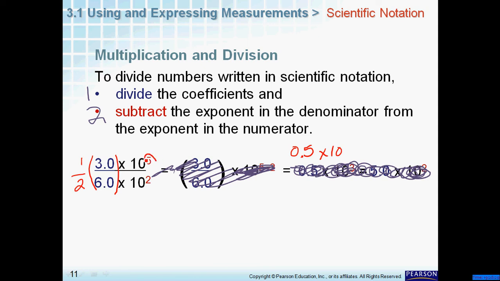Now I need to subtract my exponents. Top minus bottom. Top minus bottom. So top is 5, and the bottom is 2. 5 minus 2 leaves me with 3. Okay, so we think our answer is 0.5 times 10 cubed, or 10 to the third. There's a problem with this. I want to know if you can spot it.